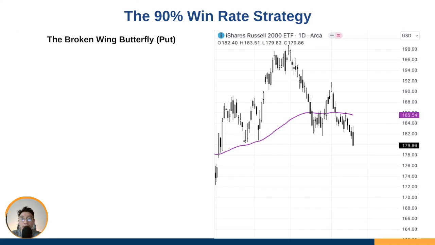So how do you actually construct the broken wing butterfly? There are three legs that you have to construct, right? The very first leg is a long put, right? So this is going to be out of the money.